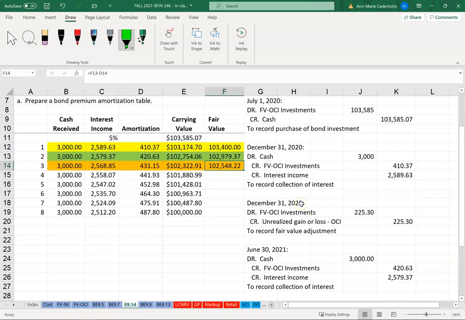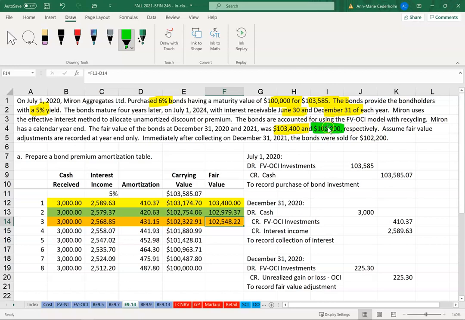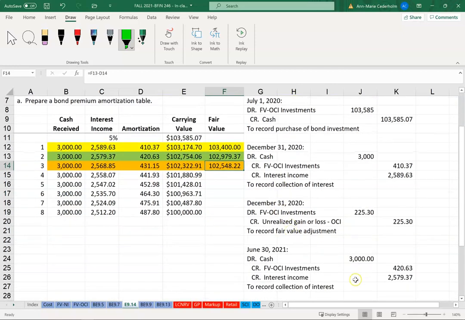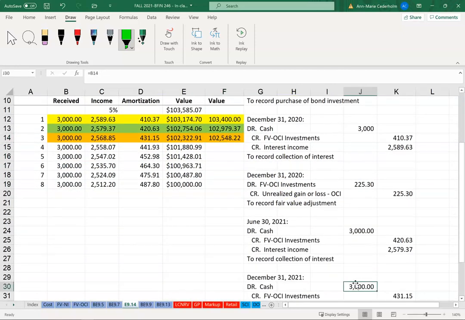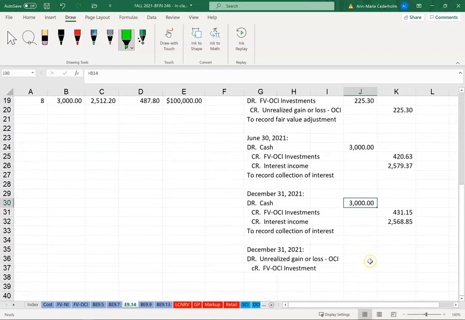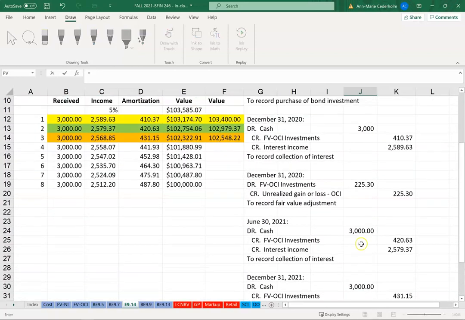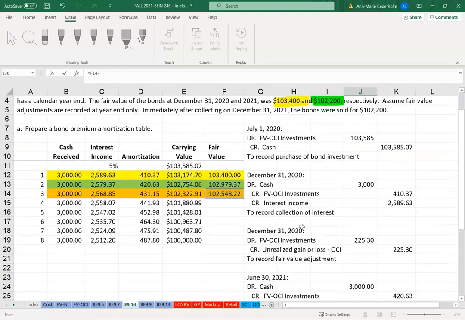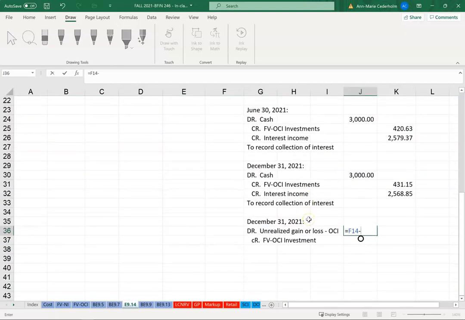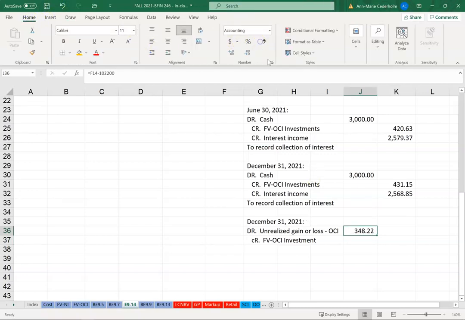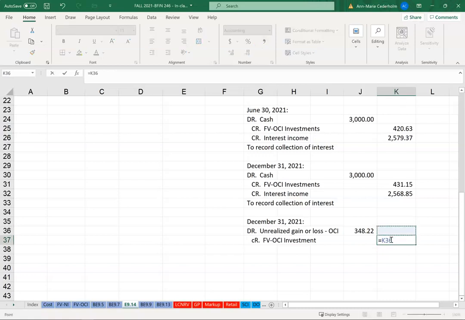So now what I need to do is make an adjustment for that difference because I have to bring it down to, what's that number? 102,200. So if I do $102,548.22 minus the $102,200, that's an adjustment of $348, and I'll just show you the rounding on there. So 348.22.